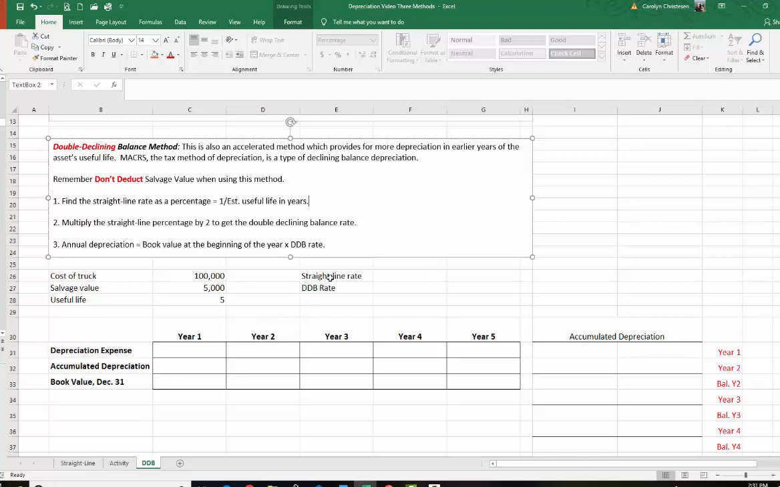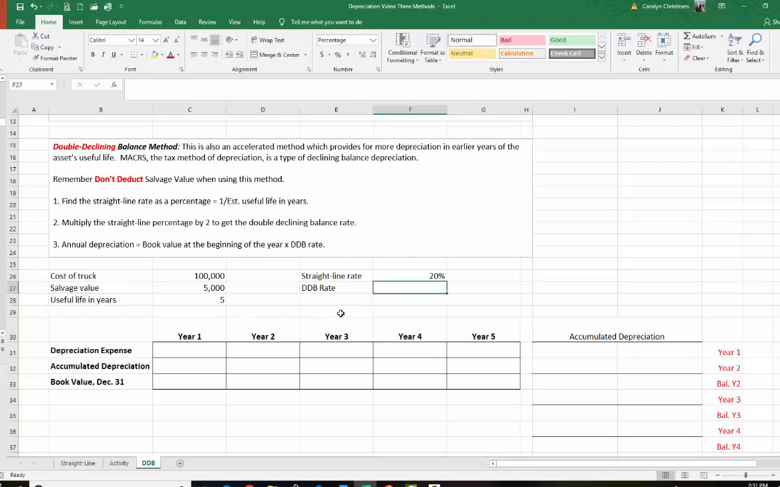All right, so now let's see how this works. So first of all, we need to find our straight line rate. So our straight line rate is equal to 1 divided by useful life in years.